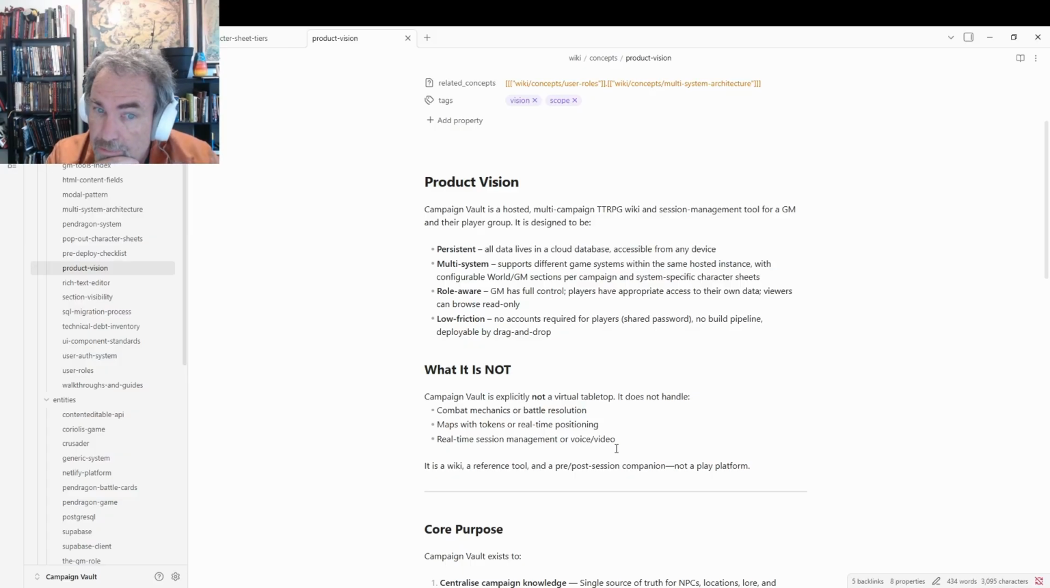I wanted something that could support multiple systems. I run lots of different games over the years. Currently, I'm running 2 campaigns of Pendragon and 1 campaign of Coriolis: The Third Horizon, using, beg my pardon, customized rules that I've written for particular purposes.